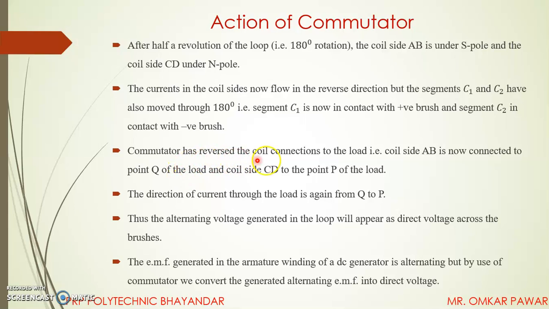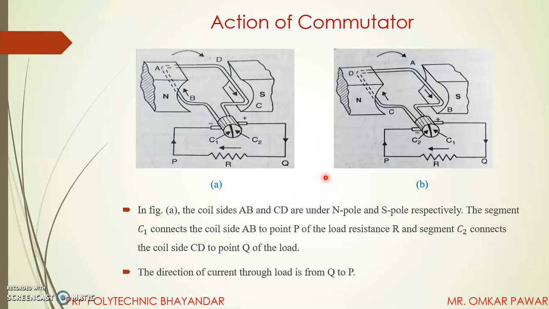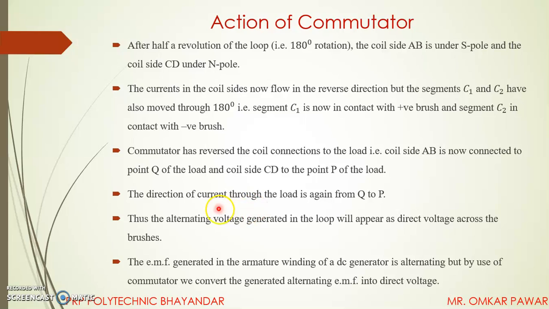So the commutator has reversed the coil connection to the load, that is, coil side AB is now connected to the point Q of the load and coil side CD to the point P of the load. That is, CD is connected to point P and coil AB is connected to point Q of the load. So the direction of current through the load is again from Q to P. Thus, the alternating voltage generated in the loop will appear as direct voltage across the brushes.